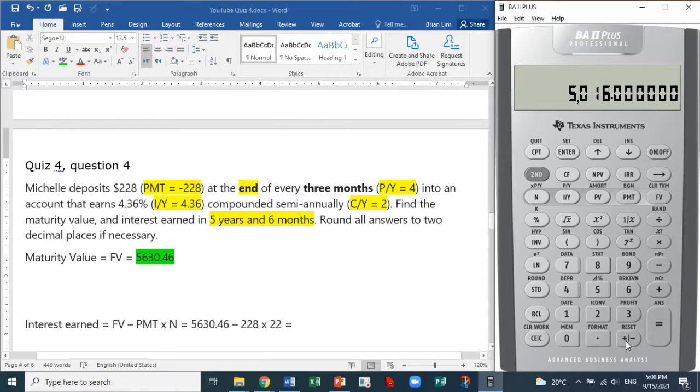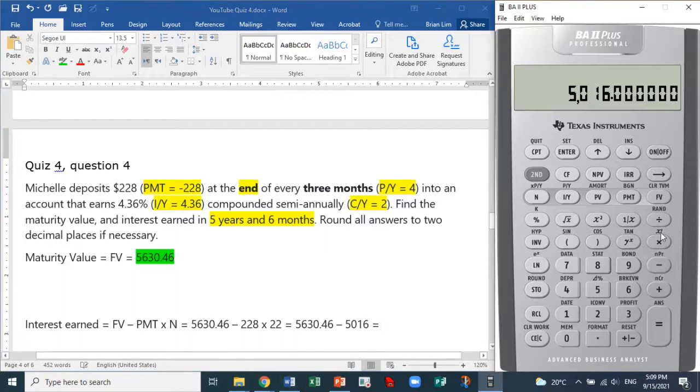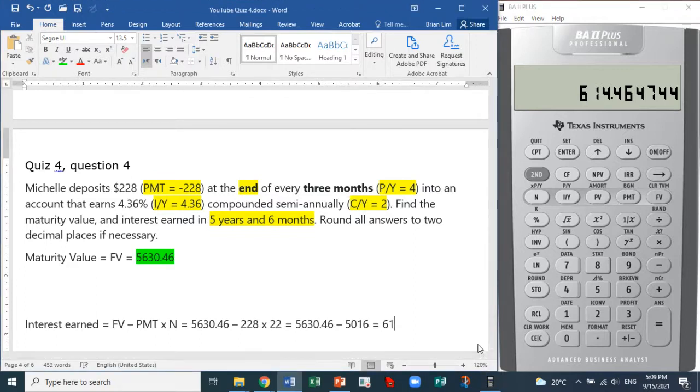Now we have to make that positive, right? So this number here, we could actually do 5630.46 minus 5016. And that's equal to, now we could also just subtract the future value. Of course, we'll get a negative number. And if we change that into a positive number, the answer will be 614.46. And this would actually be the interest earned.